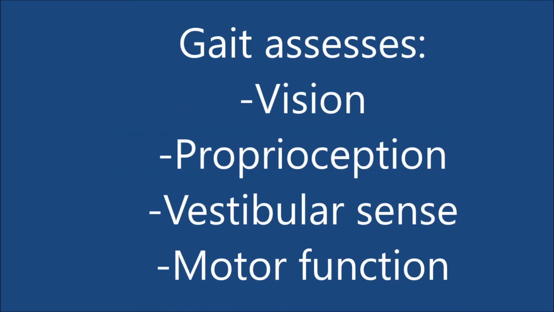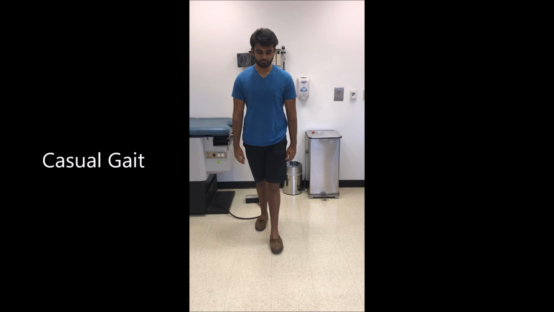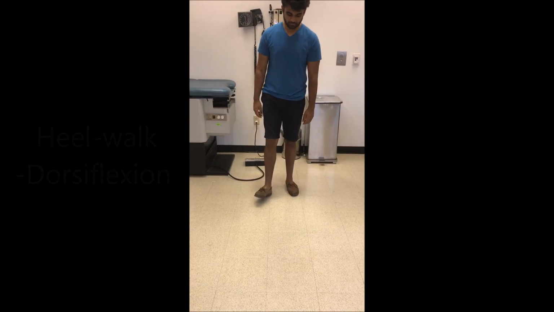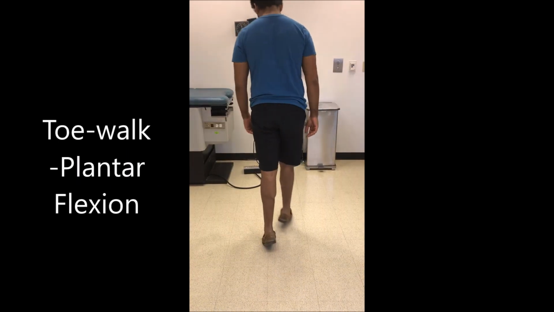Finally, gait testing is also very important as you want to assess for the patient's ability to incorporate multiple sensory and motor systems. And gait testing is a great way to assess for the patient's vision, proprioception, vestibular sense, and motor extremity strength. What you would do is you'd have the patient carry out the following 4 tests. First with casual gait testing. Next with heel walking, which is really a test of dorsiflexion. Walking on the patient's tiptoes, which is a test of plantar flexion.